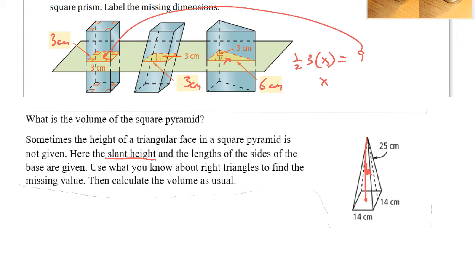Well, the volume should be 1/3 the area of the base, which is a 14 by 14 rectangle, also called a square, times the height. But I don't know the height. So 1/3 times 14 times 14 times h. So now we have a little mini problem. How do I find the height?